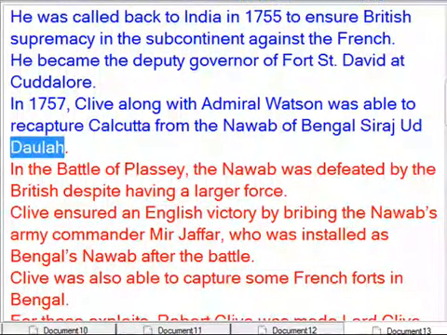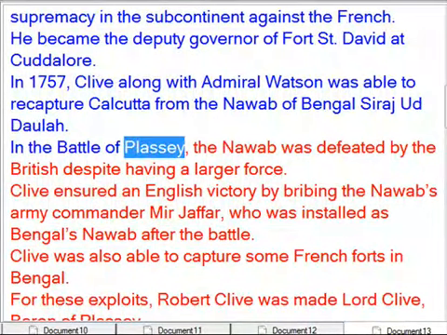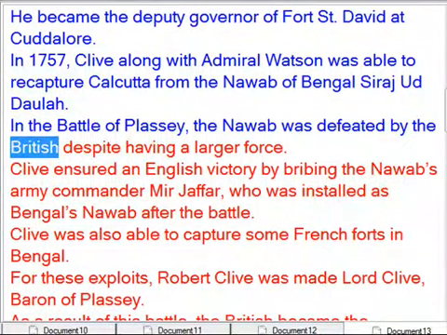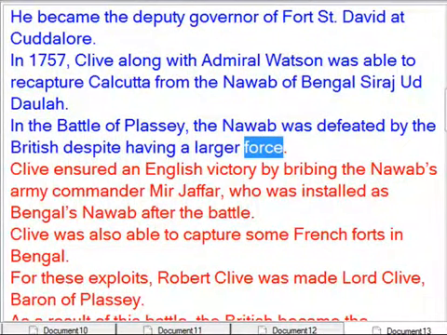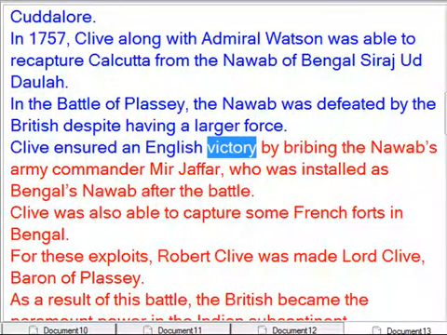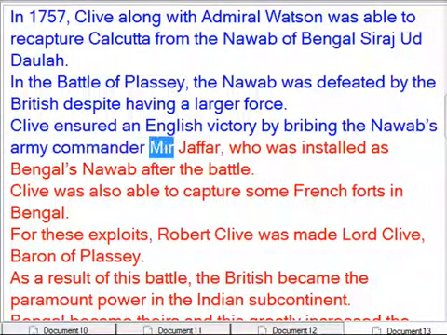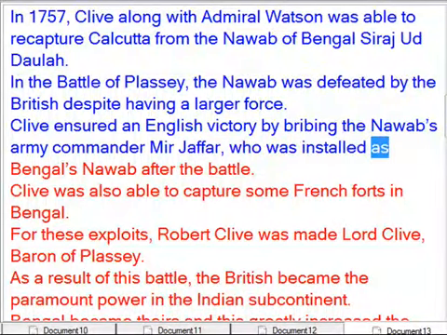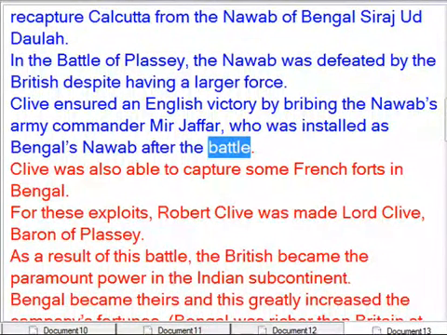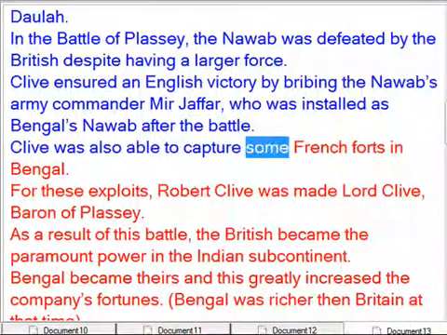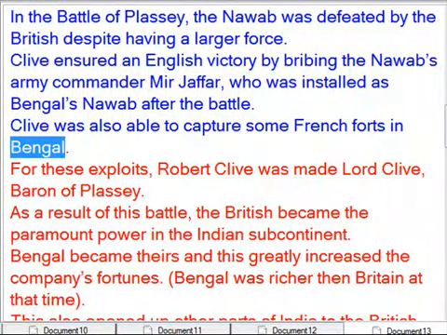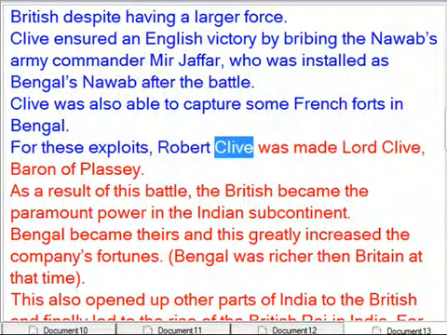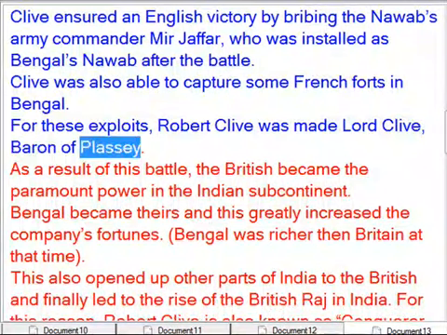In the Battle of Plassey, the Nawab was defeated by the British despite having a larger force. Clive ensured an English victory by bribing the Nawab's army commander Mir Jafar, who was installed as Bengal's Nawab after the battle. Clive was also able to capture some French forts in Bengal. For these exploits, Robert Clive was made Lord Clive, Baron of Plassey.